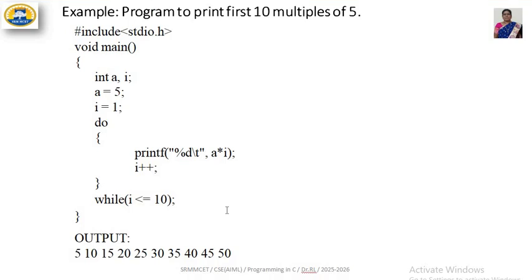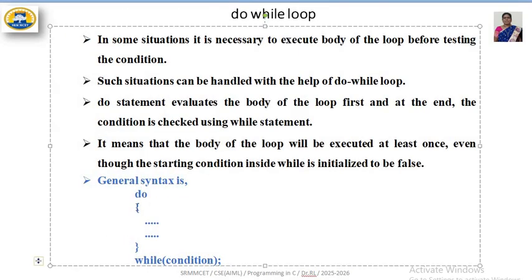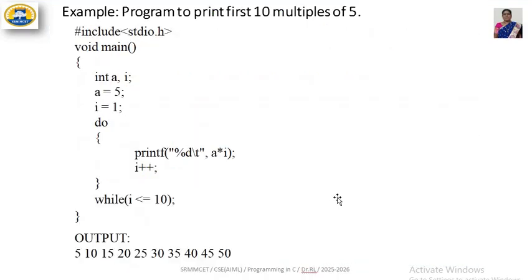So the general syntax for the do while loop is: first do, then within curly braces a set of statements to be executed, and finally while with the condition. Here also is a simple program to explain the do while statement, that is, to write a program to print the first 10 multiples of 5 using a do while statement. That is the sequence 5, 10, 15, 20, 25, etc.